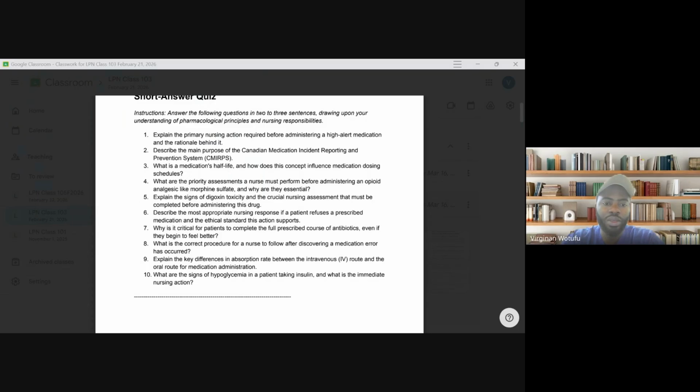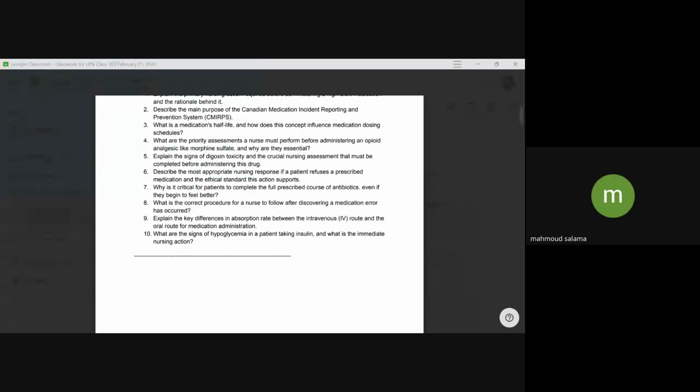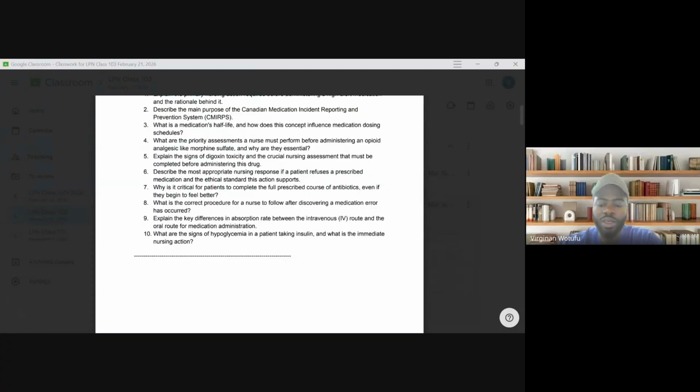So the fourth question: what are the priority assessments a nurse must perform before administering an opioid analgesic like morphine sulfate, and why are they essential? Respiratory rate, blood pressure, and pain level. Consciousness level. Yeah, exactly. Level of consciousness, respiratory rate, pain scale.